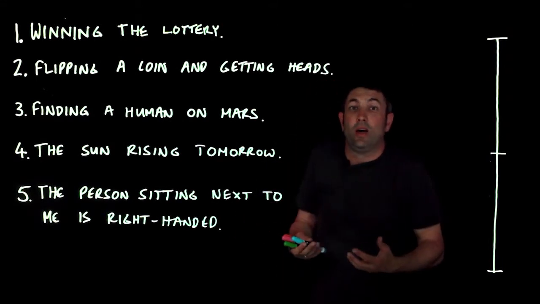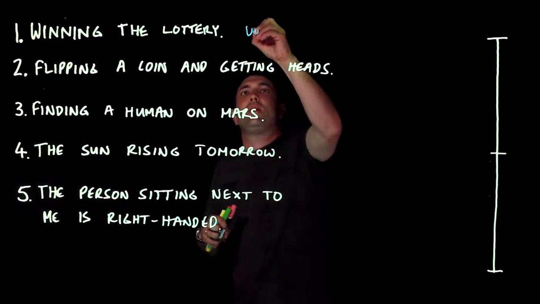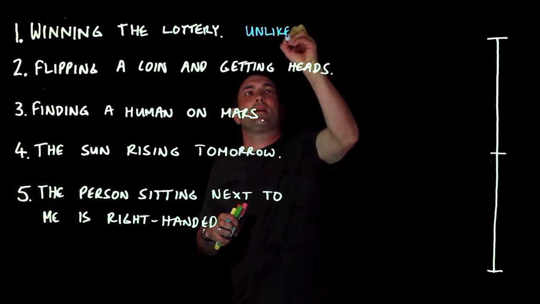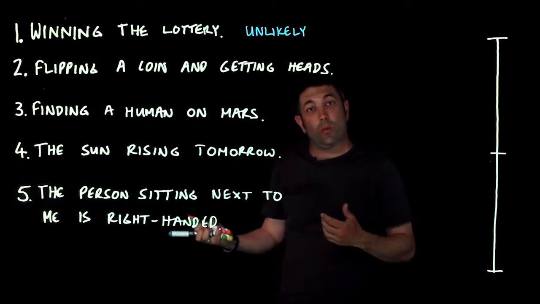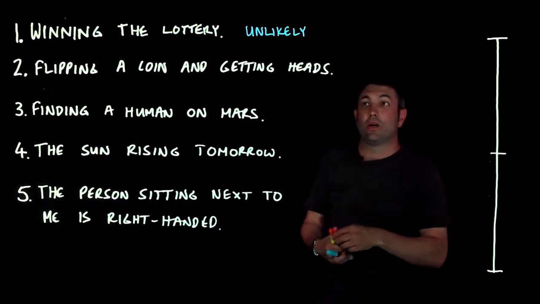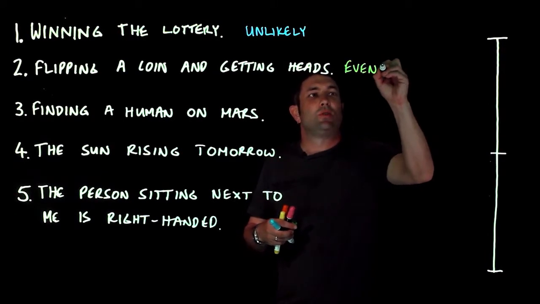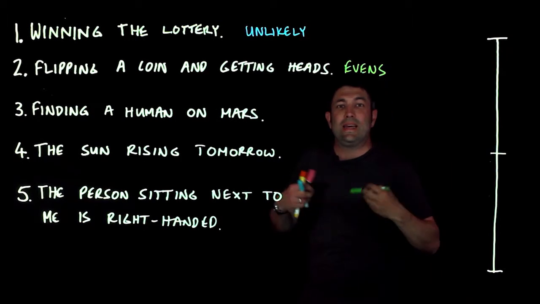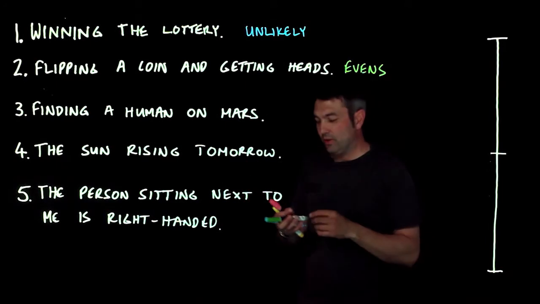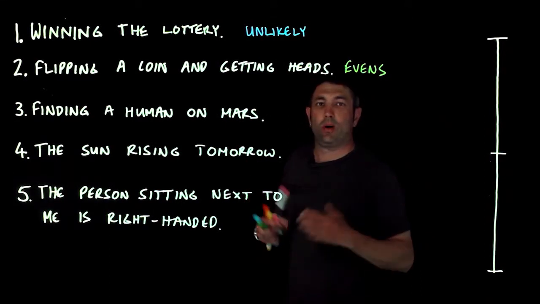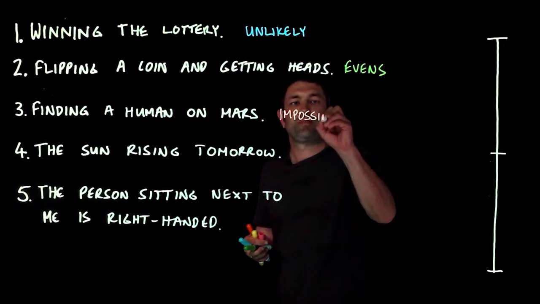Now, winning the lottery, it's not impossible that I win it as long as I buy a ticket, but it's very unlikely. So I'm going to write the word unlikely next to that one. Now, flipping a coin and getting a heads, all coins have got a head on one side and a tail on the other. So I've got half a chance. We call that evens in this situation. So even chance, I'll either get a head or I'll get a tail. So evens, half a chance.